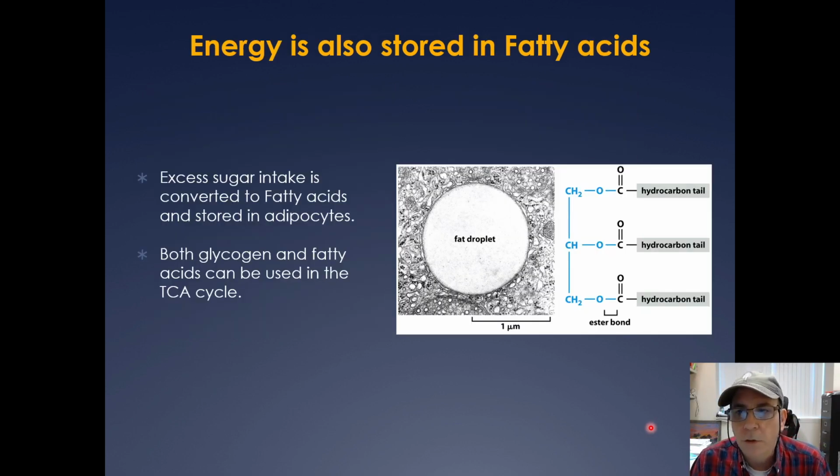Energy is also stored in fatty acids, where you can have a fat droplet, and in these fat droplets you have a triglyceride, with the hydrocarbon tail. Excess sugar intake can be converted into these fatty acids and stored in fat cells called adipocytes. And both glycogen and fatty acids can be used in the TCA cycle.